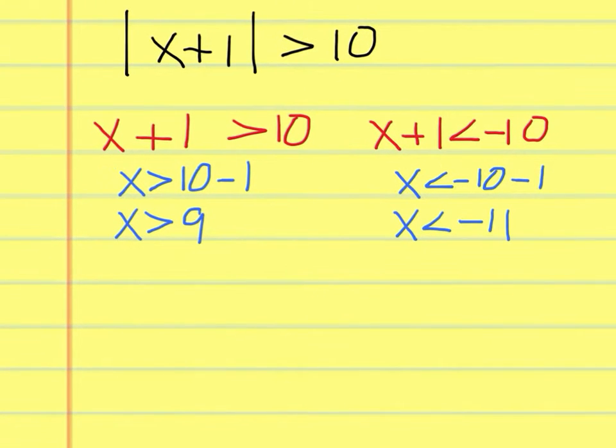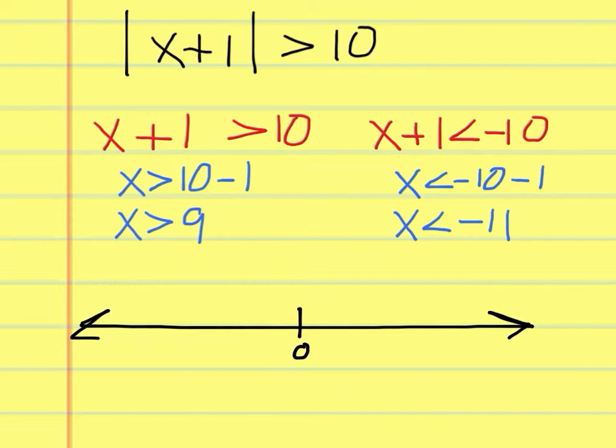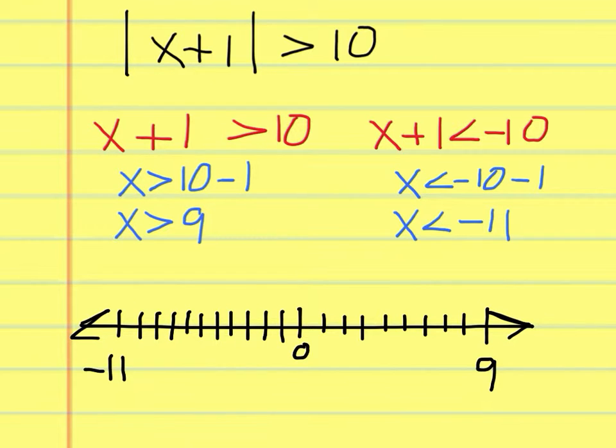So we have to go to the number line here. And we need a negative 11 and a positive 9. So this will be 1, 2, 3, 4, 5, 6, 7, 8, positive 9. And then for negative 11, 1, 2, 3, 4, 5, 6, 7, 8, 9, 10, 11. Negative 11. Open dots. And x greater than 9 is going to go this way. And x less than negative 11 is going to go that way.